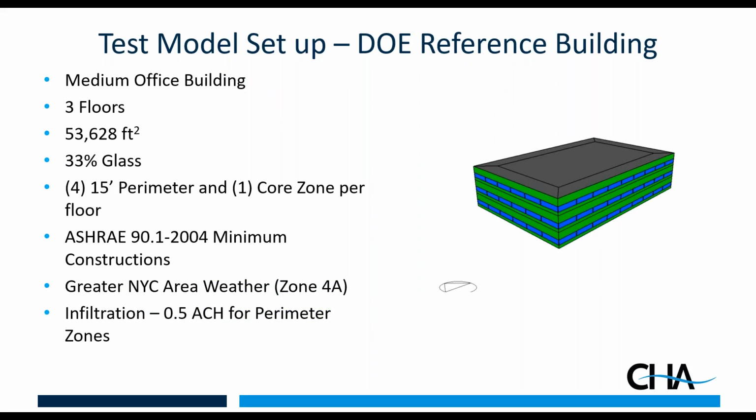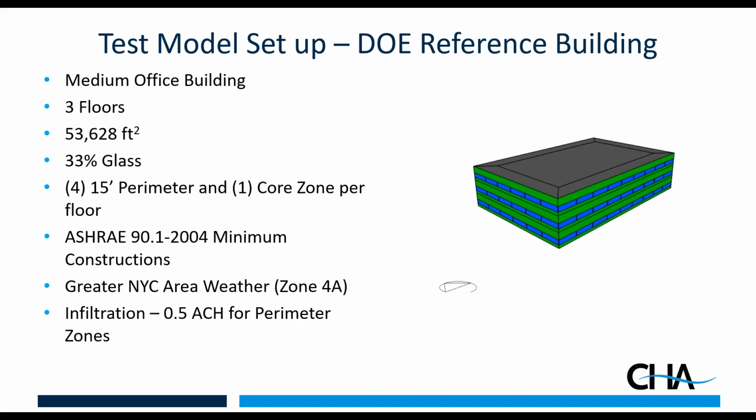So one of the things I'm going to keep coming back to is we're going to use this DOE reference medium office building as our test bed to show how this works and show some of the results of what you can do with it. So it's a very typical building, 3 floors, 54,000 square feet, 1/3 glass. It has very simplified zoning. It's got 90.1 2004 constructions. I placed it in the greater New York City area, which is climate zone 4A.